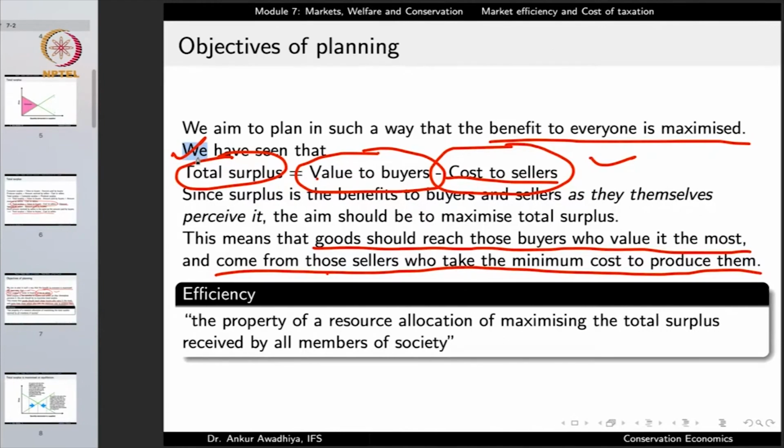So, in the case of a proper planning, we are trying to maximize the surplus of the society. We are trying to maximize the buyers as well as the seller's surplus, or the producer as well as consumer surplus. And in that case, what we are saying is that we should produce more and more of those goods that have a higher value, and these goods should go to those people who value them the most, because in that case the buyer surplus would be, or the consumer surplus will be maximized.